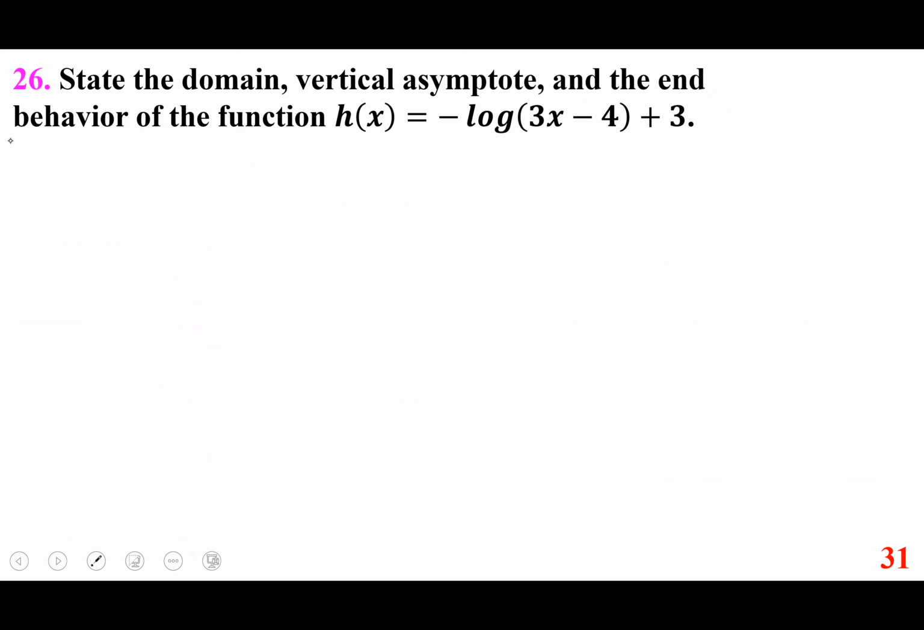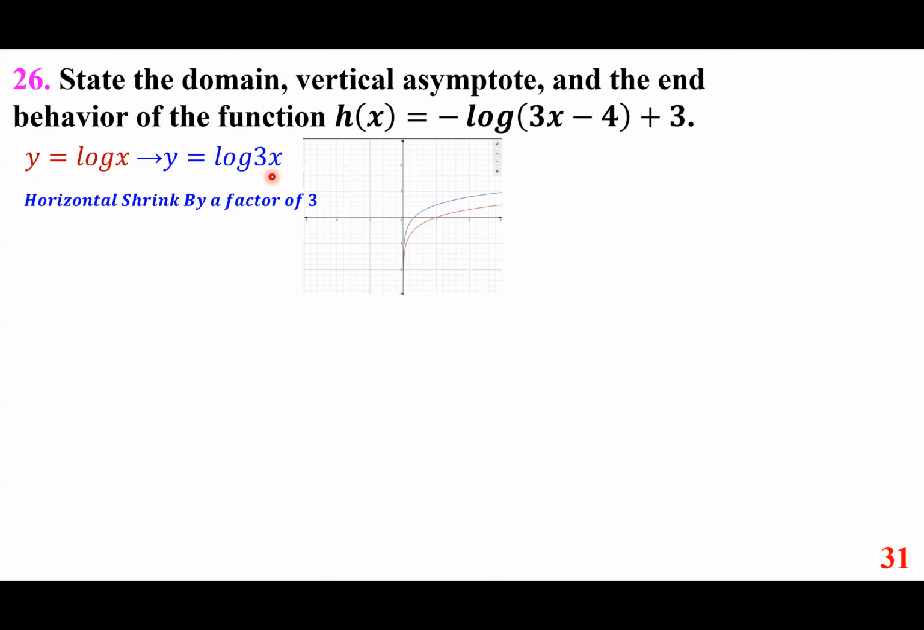All right, we want to work on this function. Again, we start with the basic y equals log x, and then log of 3x, which means there is a horizontal shrink by a factor of 3. If you look at the basic function y equals log x, this takes place at (1, 0). Now it shrinks by a factor of 3. It becomes (1/3, 0).